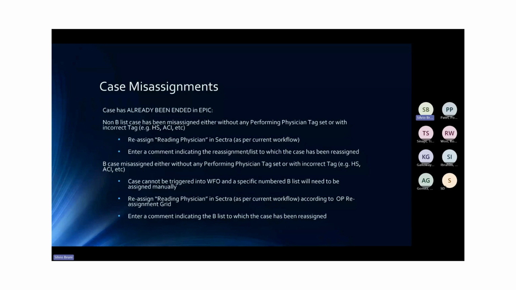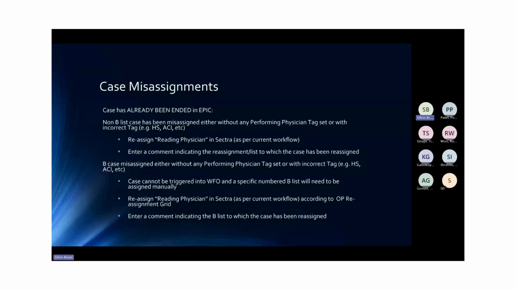Similarly, for a B case that has been misassigned, once again the WFO cannot be triggered at this point once the case has been ended. Therefore, a specific numbered B list will need to be assigned manually. So exactly as with non-B cases, this will be done by changing the reading physician in Sectra, and then including a comment to indicate that reassignment.